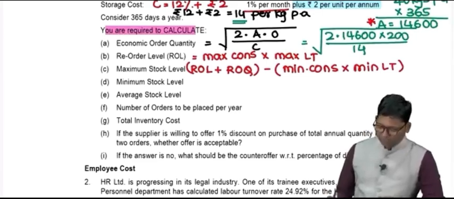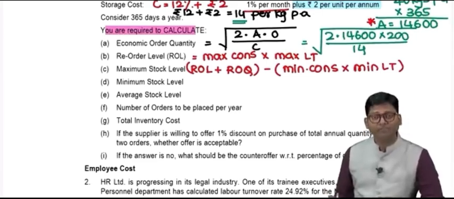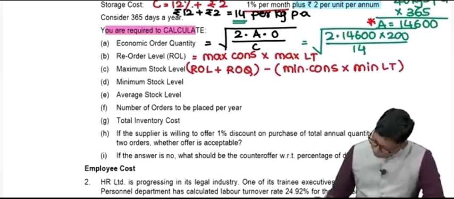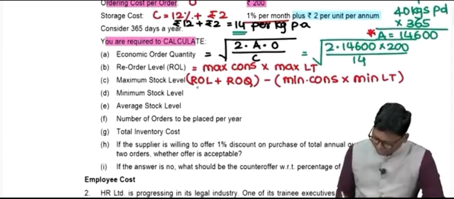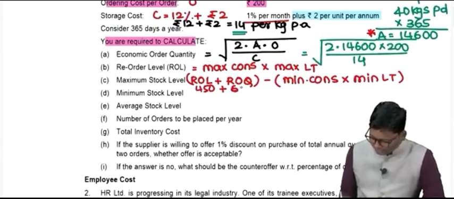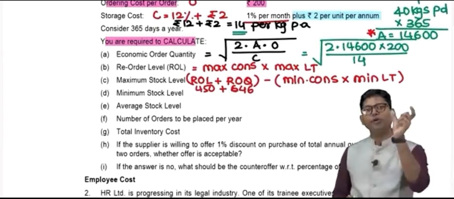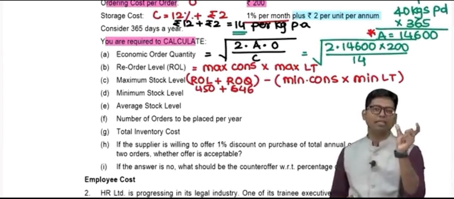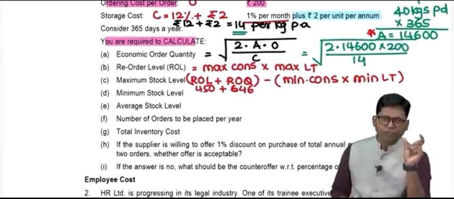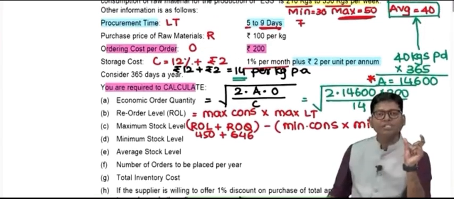So ROL plus ROQ is the requirement. ROL just now we computed, which was 450 kgs. ROQ also we computed, 646. So this is 450. ROQ is your EOQ, which is 646. This will give you total available stock in your godown. From that, you should deduct the minimum consumption in the minimum lead time.